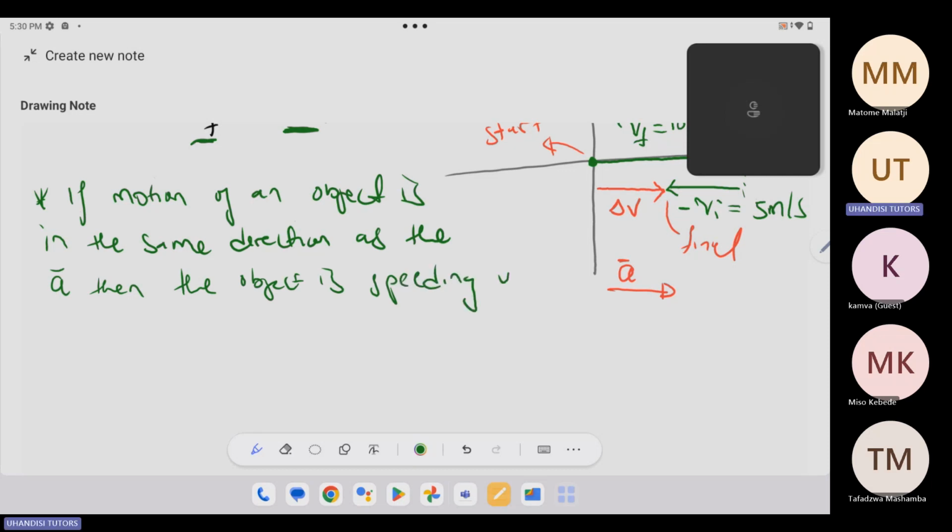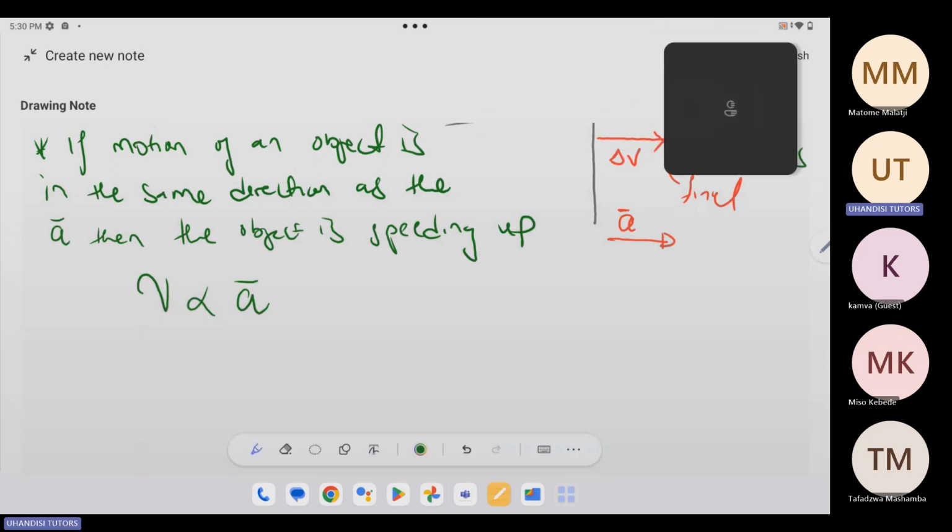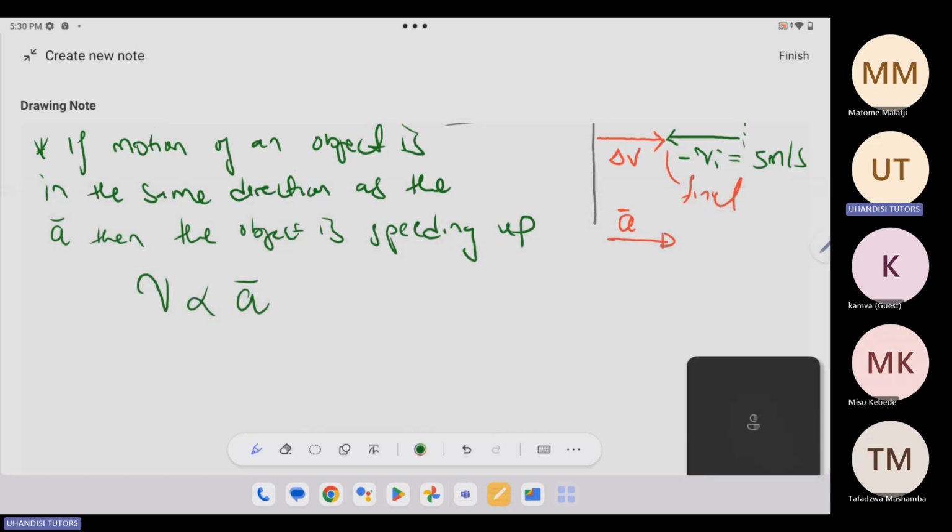It's speeding up. If your velocity vector and your acceleration vector... remember, the velocity vector gives you an indication of where the object is going. The object is either going to the left or going to the right. In this question, your object is going towards the right. This simply means that the velocity is also in the same direction. Now, if velocity and acceleration are both pointed in the same direction, that means that the object is speeding up.